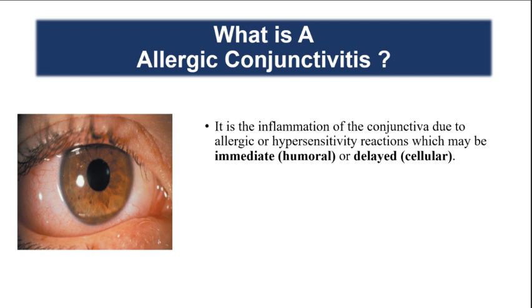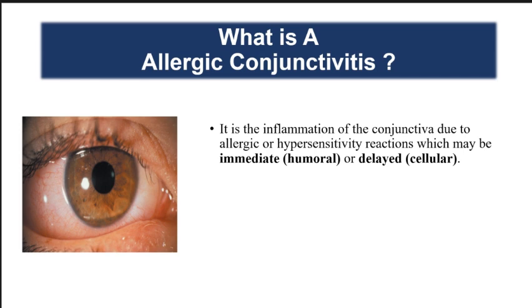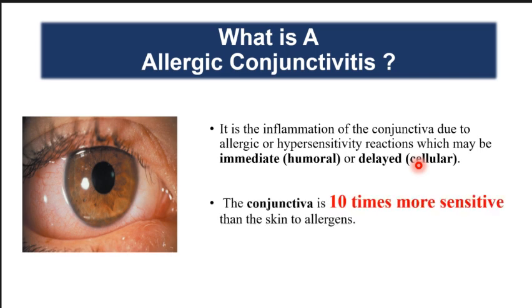Now, depending on how your body reacts, the allergy can happen quickly or take a bit longer to show up. This happens because of two types of immune responses. We have a quick response, which involves the antibodies, which are the primary responders or defenders of your body, and we have a slower response known as the delayed immunity, which involves immune cells that take their time to join the fight against the allergen. Okay, now this is known as allergic conjunctivitis. You have to know that the conjunctiva is 10 times more sensitive than the skin to these allergens.